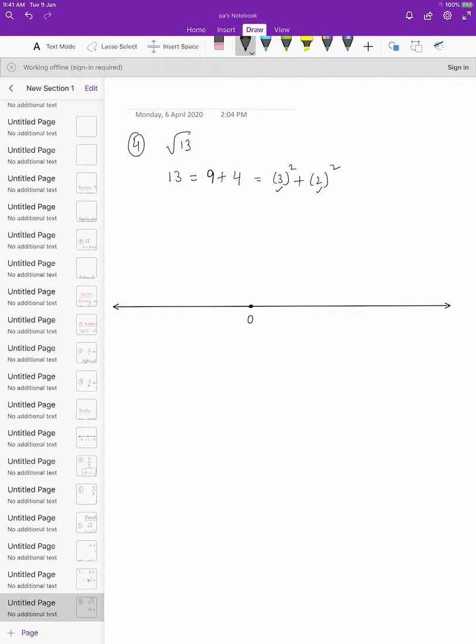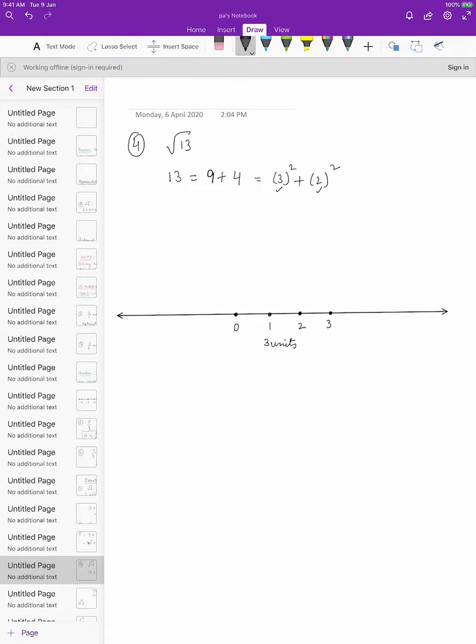So I am starting with 3 units on the number line. So this is 1, 2, 3. These are the 3 units that we have chosen on the number line, and perpendicular to it we will take 2 units. That means 3 units here and 2 units perpendicular to it. When we join these 2 points, let's name this point as B and this is A.